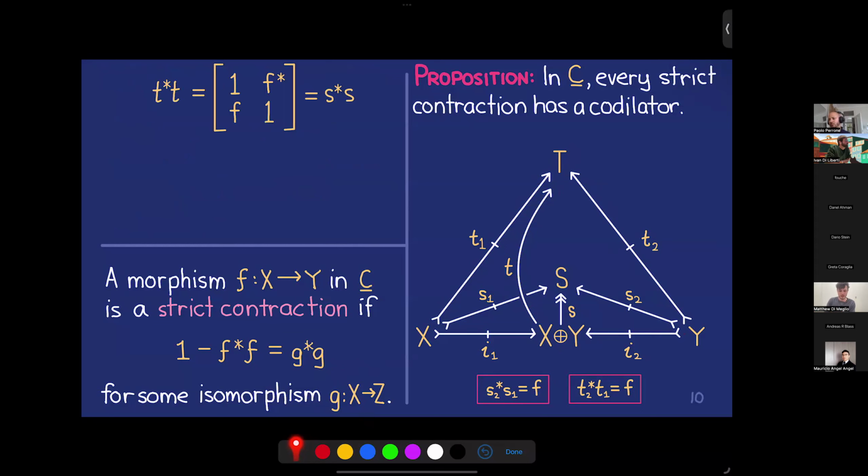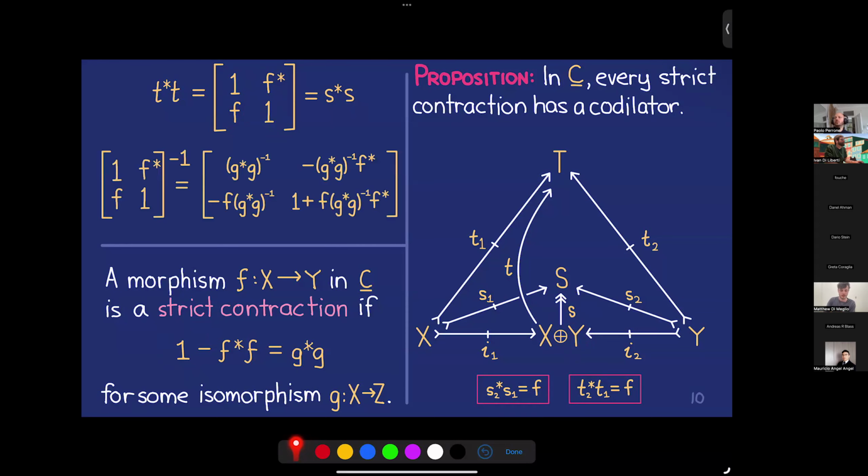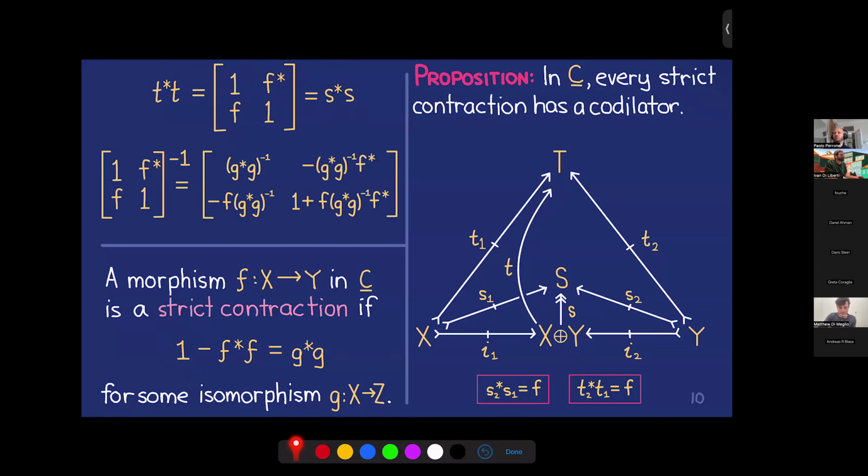So first thing is I can compute, if I do S star, this is a map from X, the biproduct of X and Y, to itself. So I can work out what its matrix components are. And in both cases, we get the matrix 1, F star, F, 1. And it turns out that if we ask that 1 minus F star F be invertible, then this matrix here is also invertible. So its inverse is given by this formula here. And so if this morphism here is invertible, well, that means that S is actually a split monomorphism, but it's also an epimorphism. So S is an isomorphism.